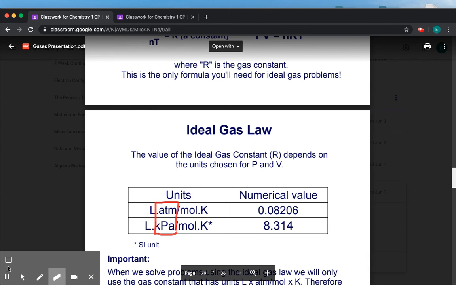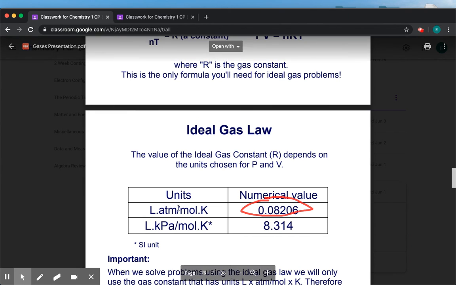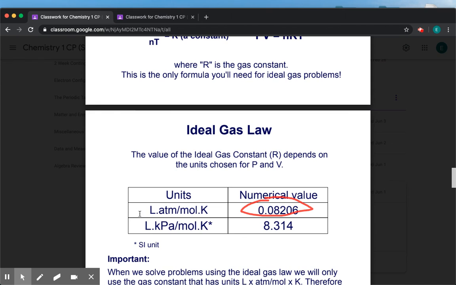That's the only difference, and it changes the value of the number. Like I said, R changes depending on the units. So this is the number we're going to be working with. But you have to remember to always have the pressure in atmospheres, temperature in Kelvin, and volume in liters. So you have to keep the units consistent, otherwise it won't work.